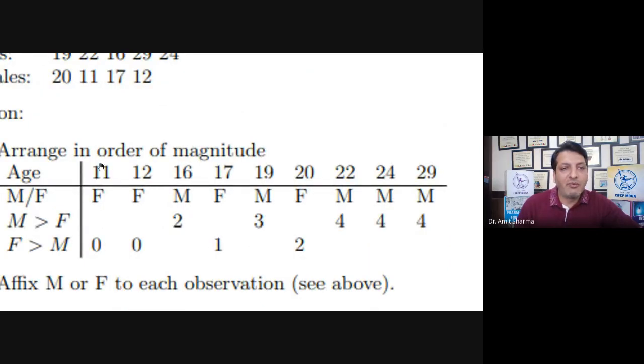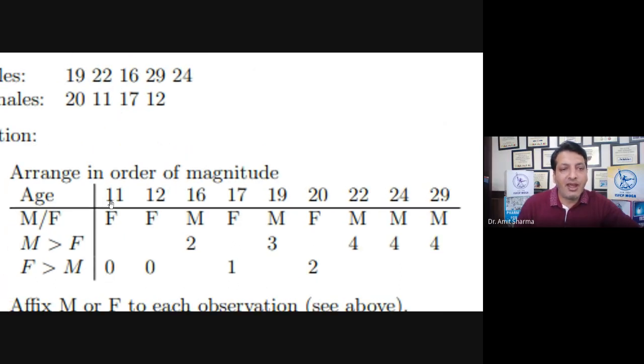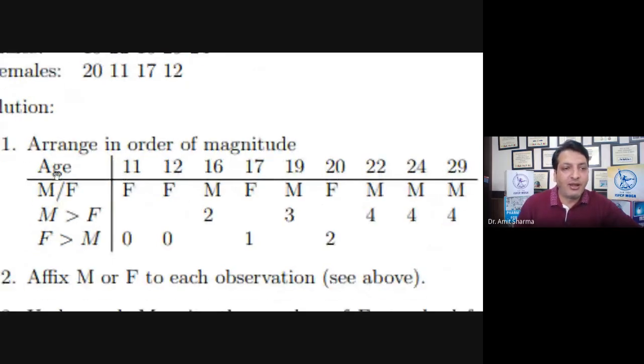That is, the minimum value out of these two I have found is 11. So I have written 11 here: 11, 12, 16, 17, 19, 20, 22, 24, and 29. From lower order to higher order, you have to make a single row and write on the top that it is age. Clear? In the next row, you have to write whether this 11 belongs to male or female. You have to write female. This 12 is female, so I have again written female.